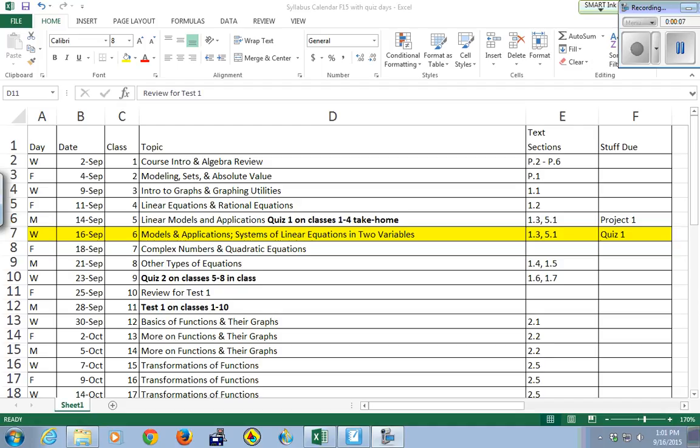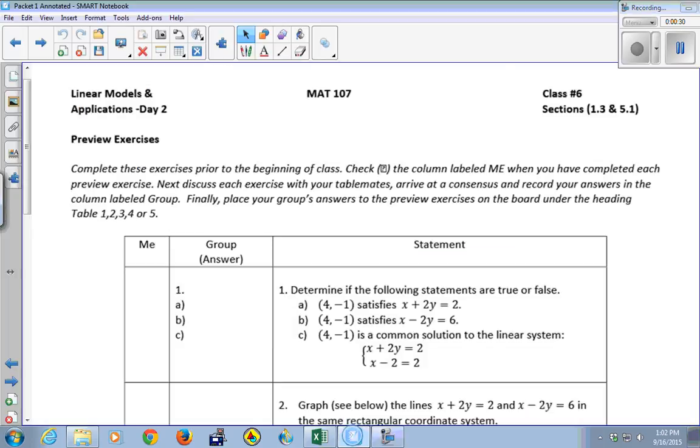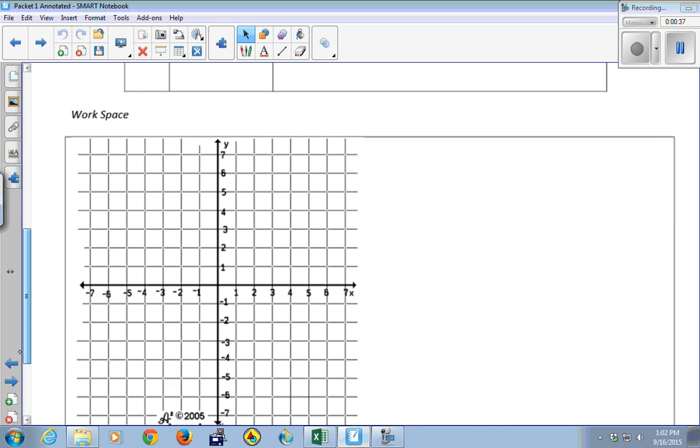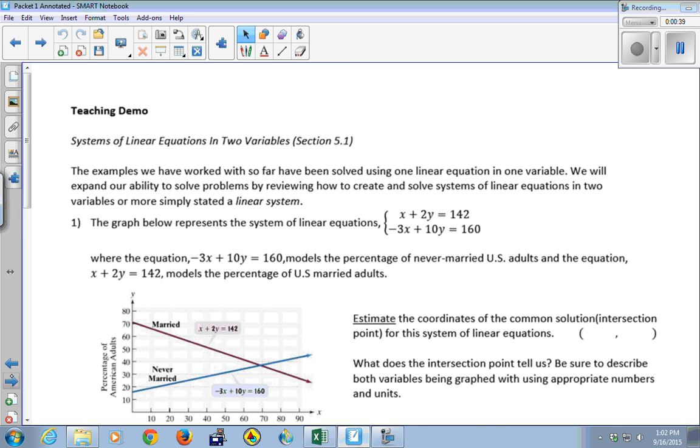All right, so today we're going to continue our work with models and applications, word problems, but this time we're going to use two variables. Coming up, we've got an in-class quiz next week, and the following week is our first test. Just keep those things on your radar. They are coming up. I'll send you back to work on the preview exercises at the end of class if there's time. Now we're just going to jump to the teaching demo.